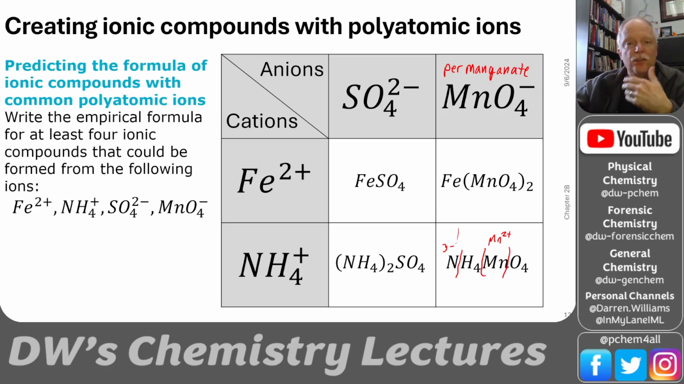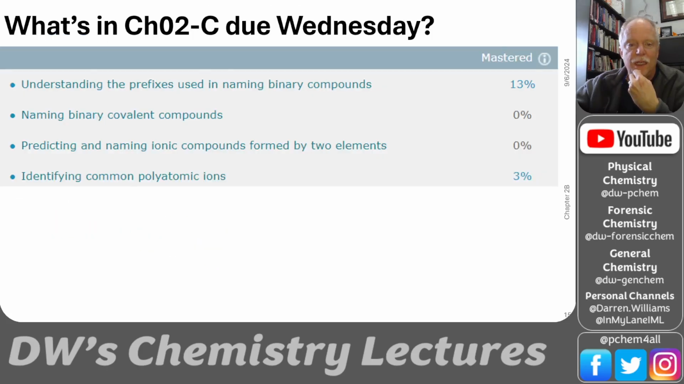So let's go ahead and look towards Wednesday. So when we get to Wednesday, here's the topics. We're going to be looking again, practicing some more with naming those binary compounds, and then we'll be predicting and naming the ionic compounds formed by 2 elements, and then identifying the common polyatomic ions.